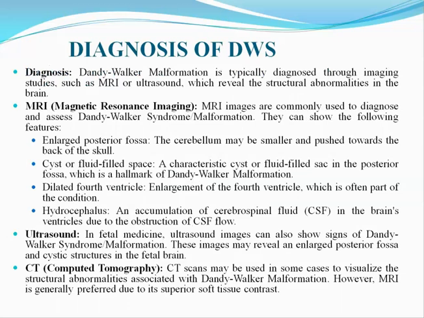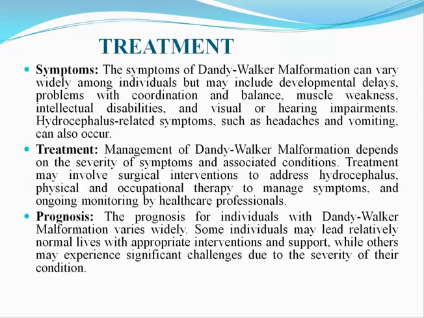Diagnosis: it is typically diagnosed through imaging such as MRI, ultrasound, etc. MRI can reveal the enlarged posterior fossa, cyst or fluid-filled space, dilated fourth ventricle, and of course hydrocephalus. Ultrasonic images can show signs of Dandy-Walker malformation. These images can reveal an enlarged posterior fossa and cystic structures in the brain. The next is CT, that is computed tomography. CT scans may be used in some cases to visualize the structural abnormalities associated with Dandy-Walker malformation.